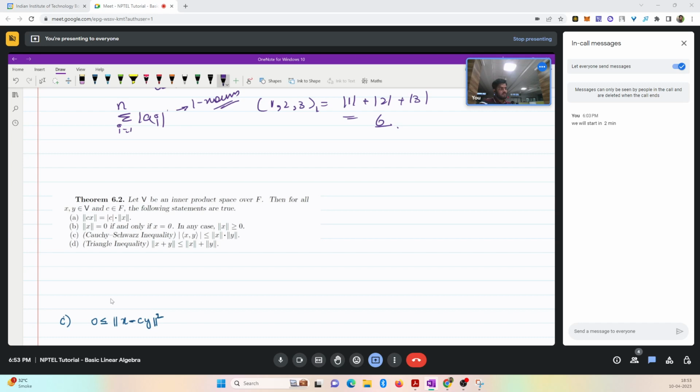Now we derived something called a norm from an inner product space. I think these properties were discussed by Professor Rana also, but the proof was missing for the C and D parts. I'll try to include the proof over here.